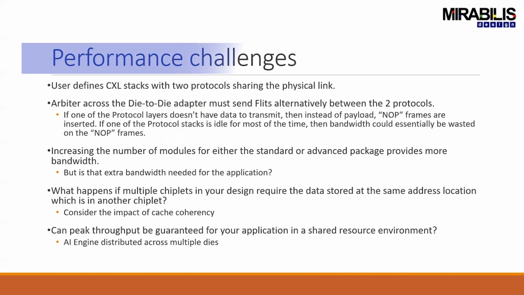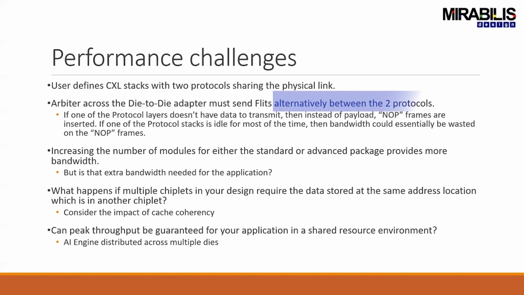When we look at the performance challenges, for example, say you have a CXL stack with two protocols sharing the PHY adapter. The data is sent in flits, but then they need to be alternated between these two protocols. So if one of the protocols suddenly doesn't send data for an extended period of time, essentially the bandwidth is cut to 50%.